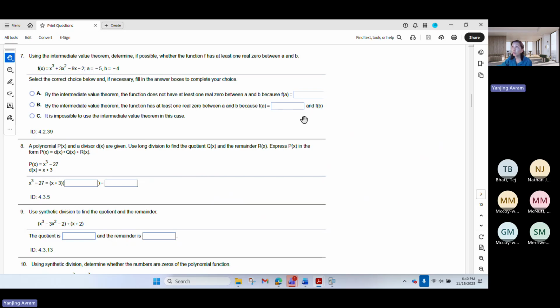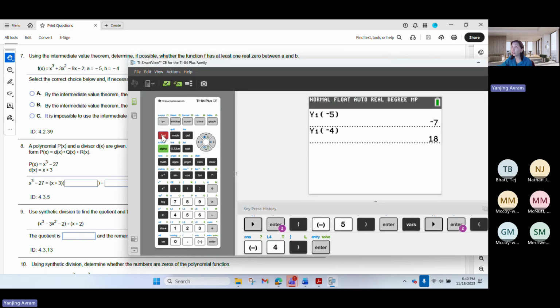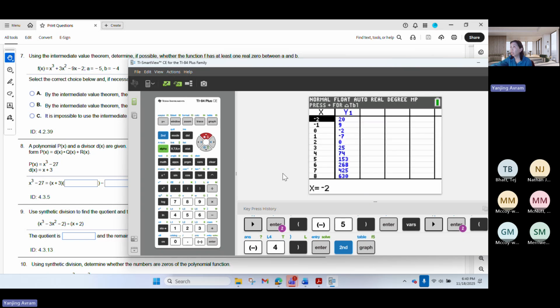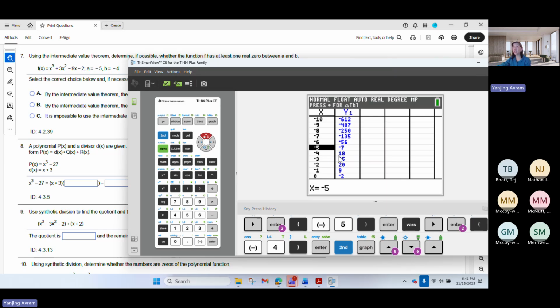If you don't want to calculate this one, you can go to second table, and then you can look at this one right here. When x equals negative 5, y is negative 7, right? When x equals negative 4, my y here is 18. So when these are integers, you can also look at the table for the value.